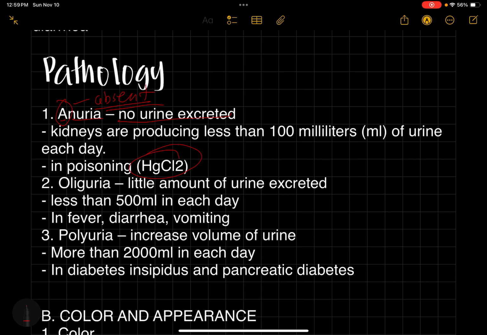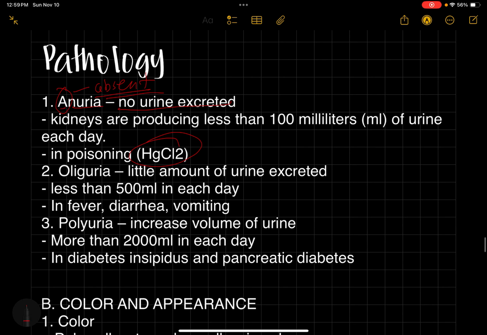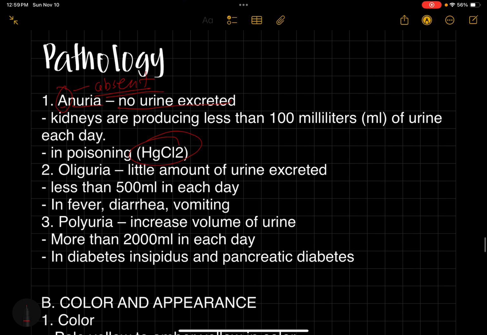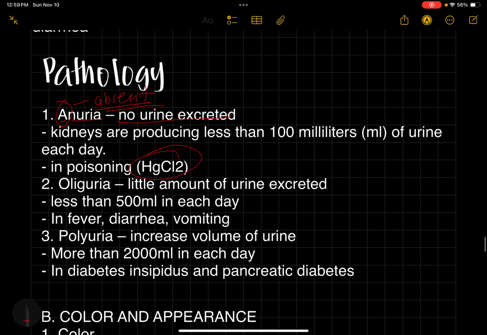Number 2, oliguria: a little amount of urine excreted, less than 500 ml each day, as in fever, diarrhea, and vomiting. We have polyuria: an increased volume of urine, more than 2 liters in each day, as in diabetes insipidus and pancreatic diabetes.